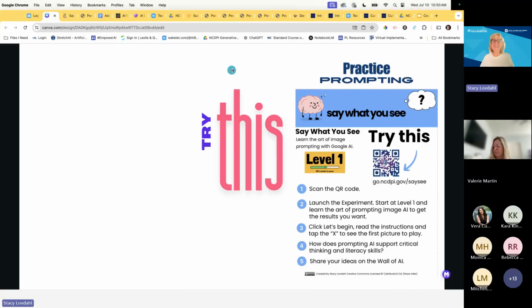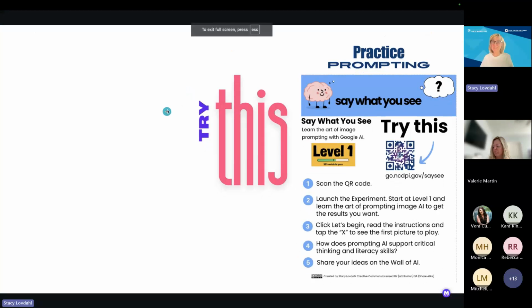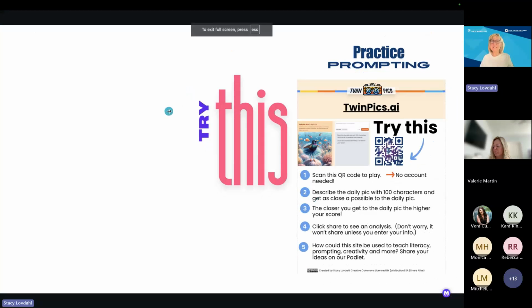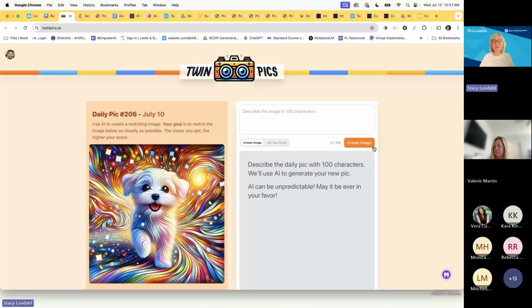And then the next one that is very similar, but you can only do one a day, so it's lower on this frustration scale, is Twin Picks. And so again, you click on Twin Picks. Yesterday was an alligator. So today we have adorable puppy, or a cosmic puppy. So Twin Picks changes every day.